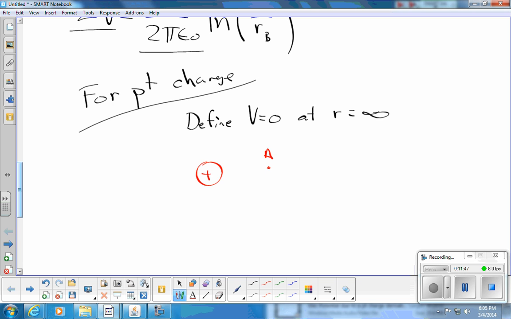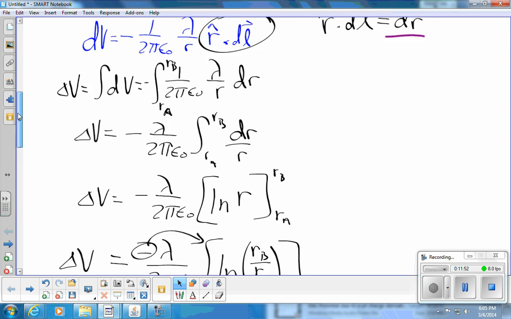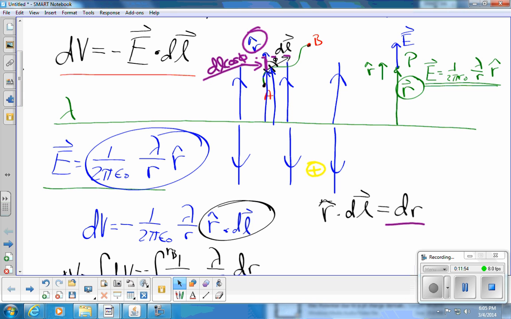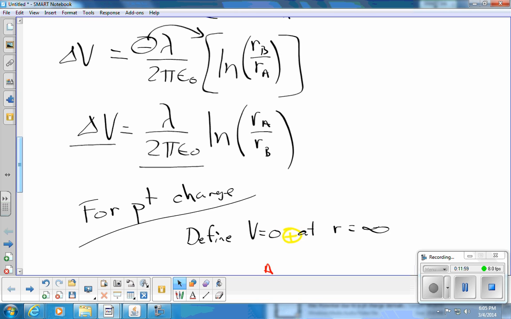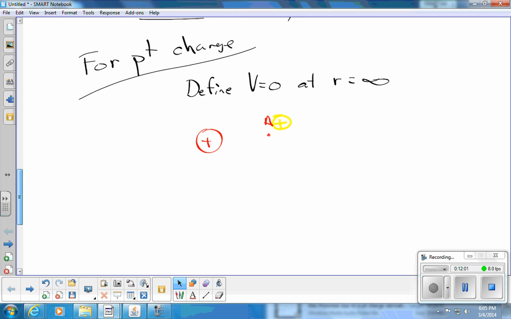What that truly means is that if I put a positive test charge at point A, this should get you thinking about escape velocity, believe it or not, for gravitational fields. If I put this positive test charge at A and release it, it's going to be repelled by this positive charge.